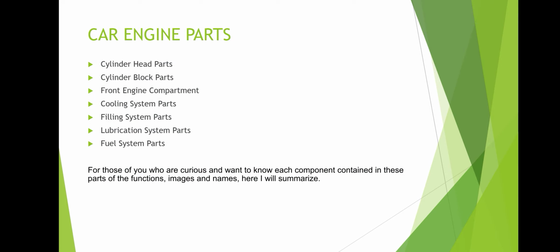Car engine parts: cylinder head parts, cylinder block parts, front engine compartment, cooling system parts, fueling system parts, lubrication system parts, fuel system parts. For those of you who are curious and want to know what each component contains, with the functions, images, and names, here I will summarize.